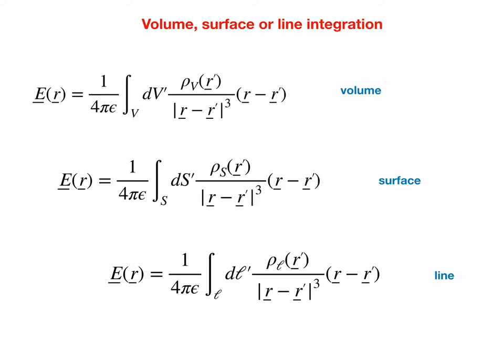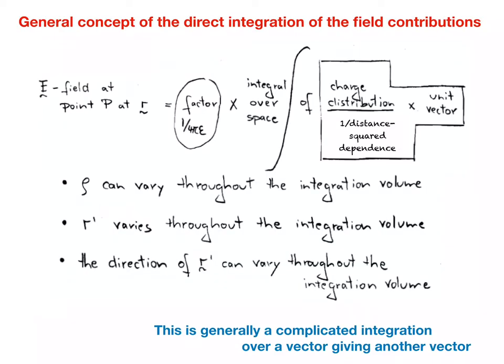Source charge distributions may be three-dimensional charge clouds, and a volume integration is required. They may also be surface charges, so that only a surface integration is necessary. And finally, charges may be distributed along a line, which can be accounted for by integrating along this line. The expressions reflecting these three cases are shown here. This schematic emphasizes the general concept of the direct integration of the field contributions.